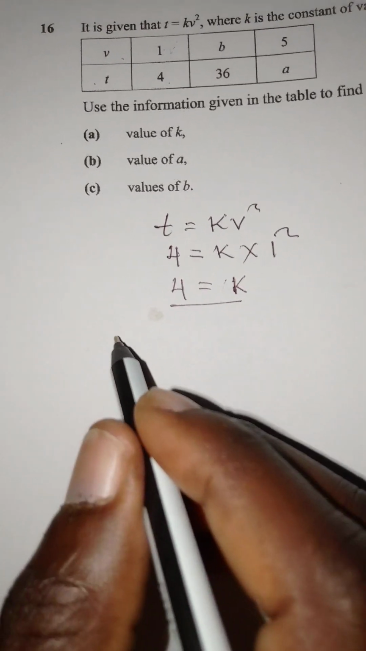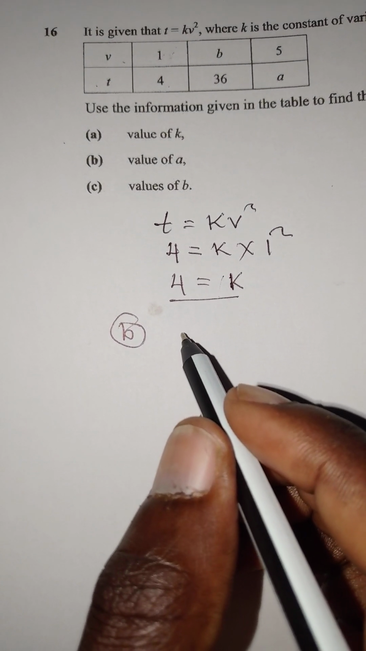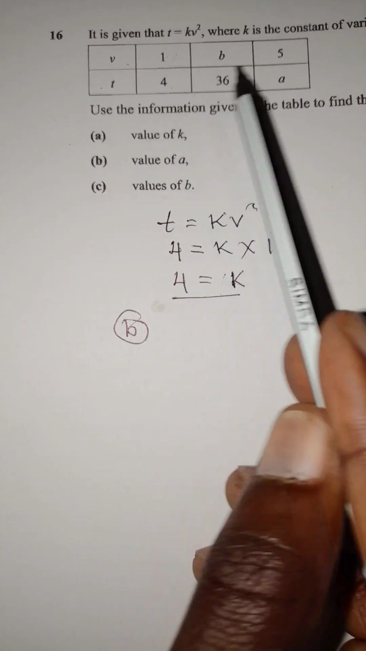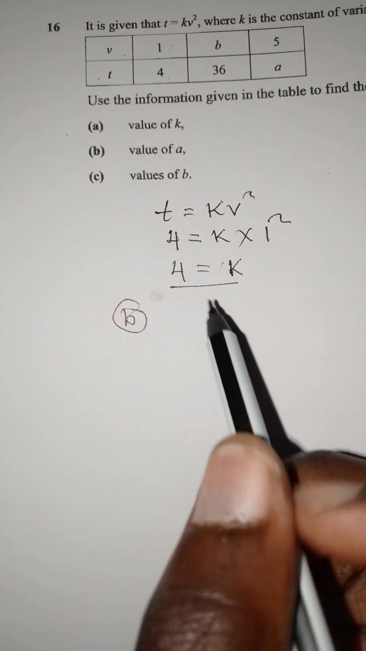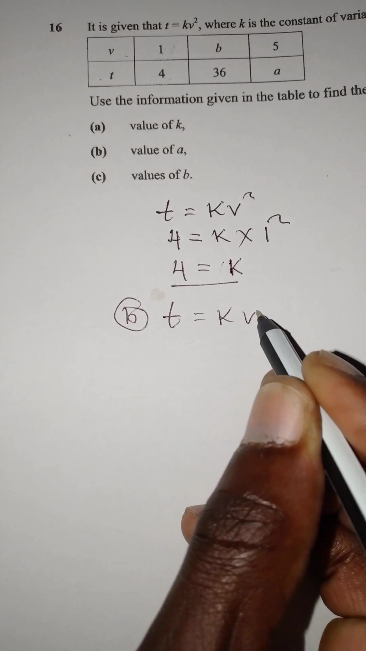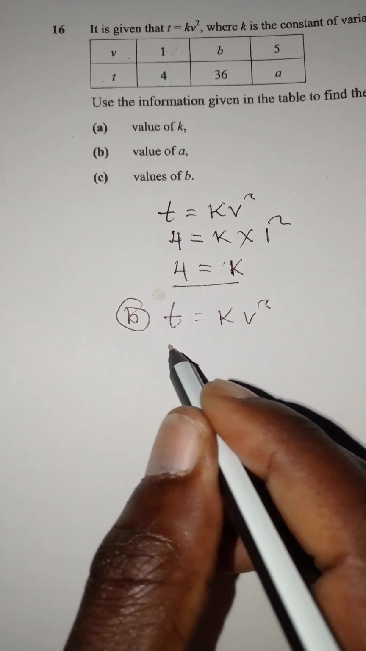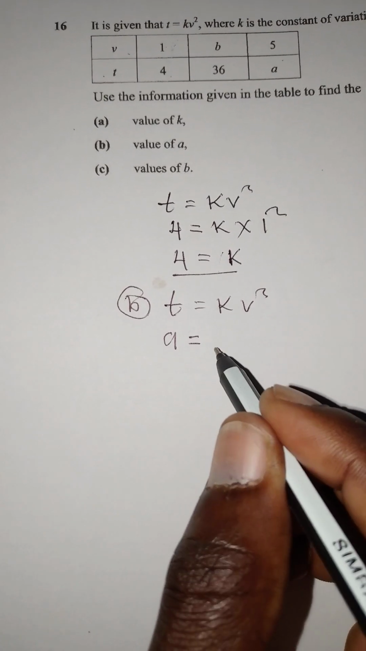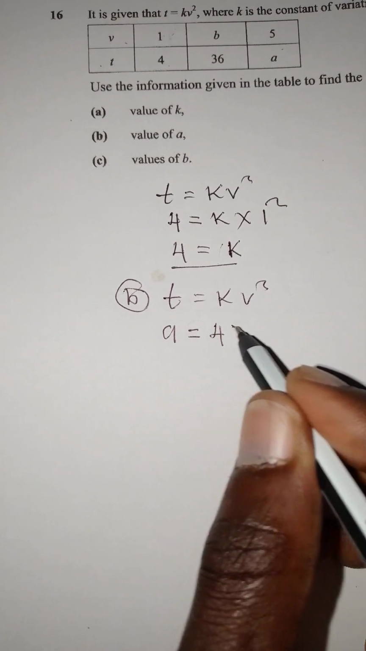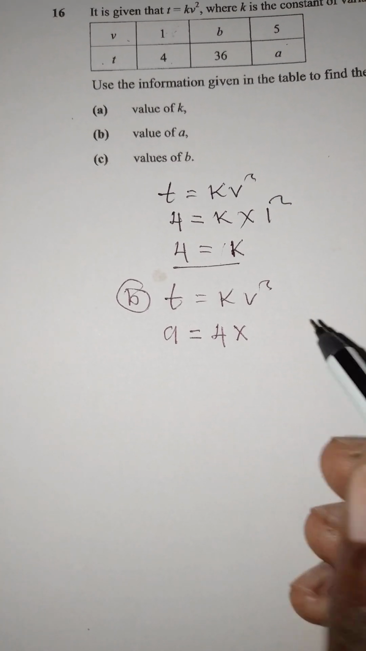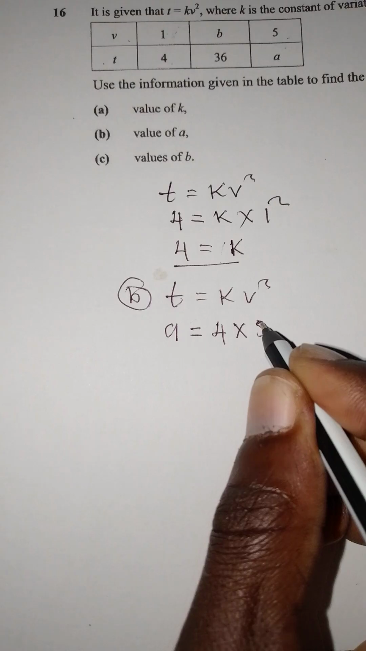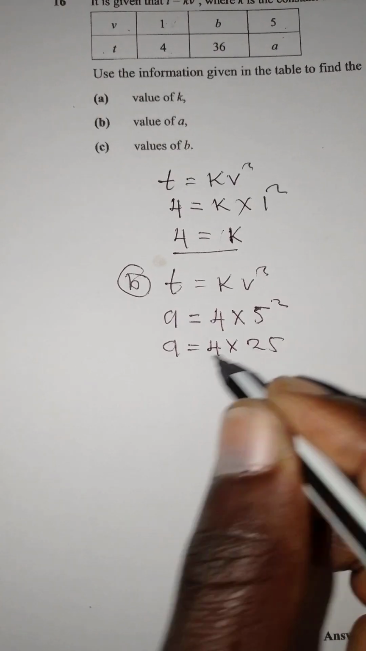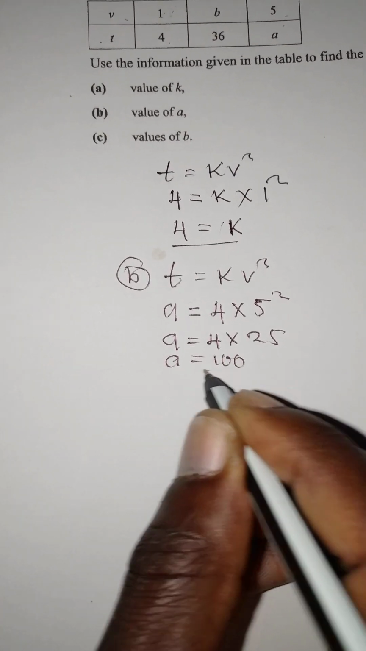To determine the value of A, we've seen where A is. When T was A, V was 5. So we're going to say T is equivalent to kV squared. T is A, so we replace with A, is equivalent to the constant variation, which is 4, multiplied by V, which is 5, so it will be 5 squared. Hence, A is equivalent to 4 times 5 squared, giving us 25. Hence, A was just 100.